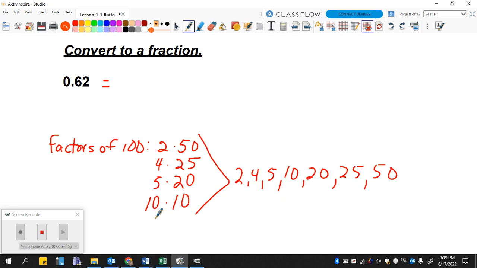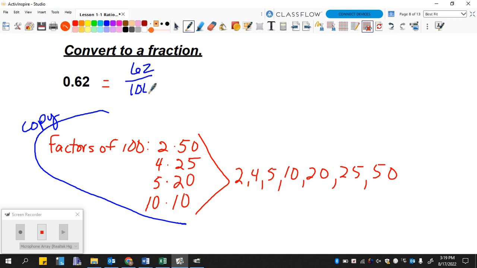Here I want you to write all the factors of 100 down because you're going to need this. So copy this into your notes. So we're going to say this is 62 over 100. When we look at this, we don't have to be concerned about any factors other than these that are factors of 100, because these are the only factors of 100. We want to be able to divide 100 by something, so we don't have to worry about anything else other than these.